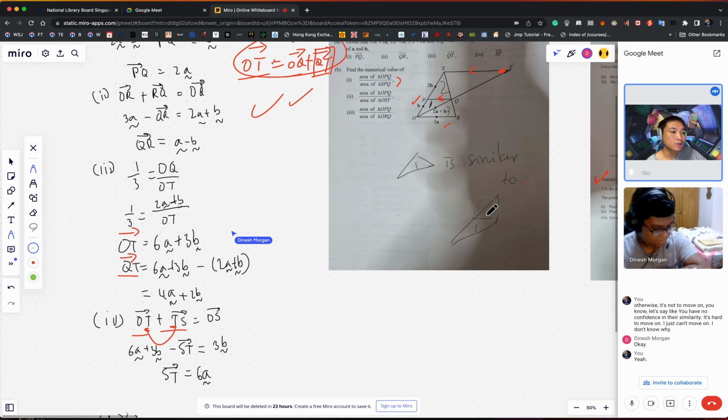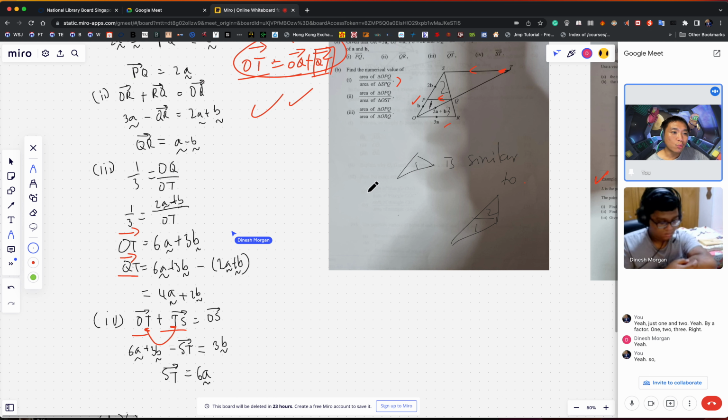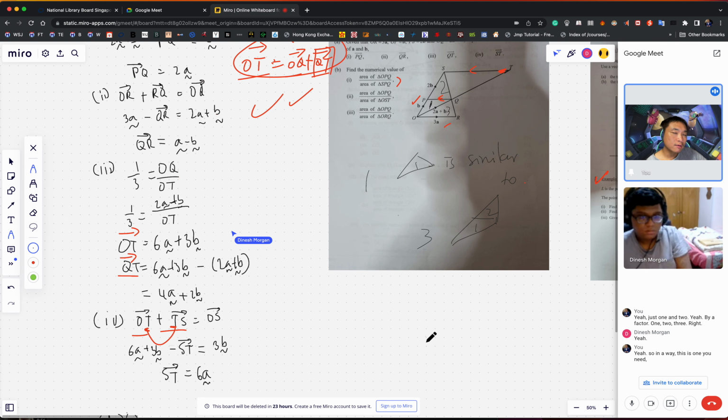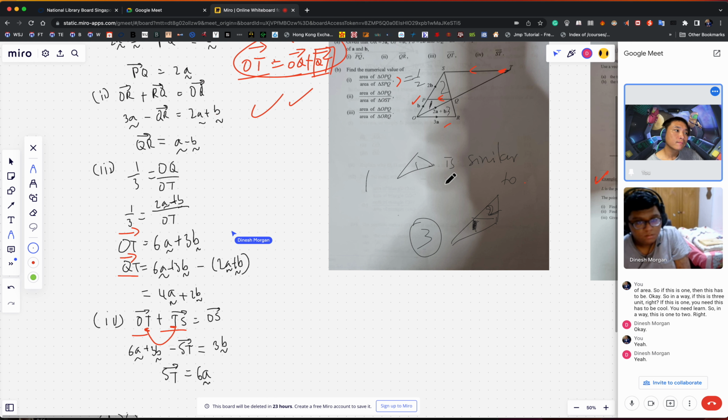Yeah, it's 1 and 2. By a factor of 1 to 3, right? So in a way, this is 1 unit, then this is 3 when it comes to area. So if this is 3 units, and this is 1 unit, this has to be 2 units. So in a way, this is 1 to 2, right? Okay, good.